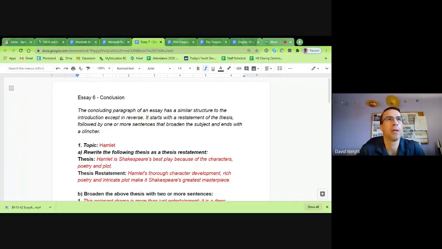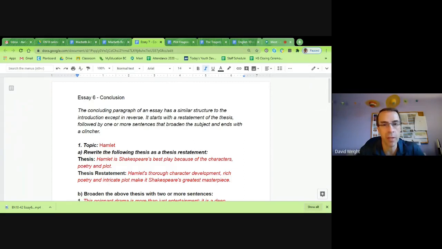We're going to focus today on the actual conclusion of your essay. And you'll see that that's a lot like the introduction, so it'll sound familiar. Okay, the concluding paragraph of an essay has a similar structure to the introduction, except in reverse. It starts with a restatement of the thesis, followed by one or more sentences that broaden the subject, and ends with a clincher. Remember, this is kind of like the very, very reverse order of what we had before.